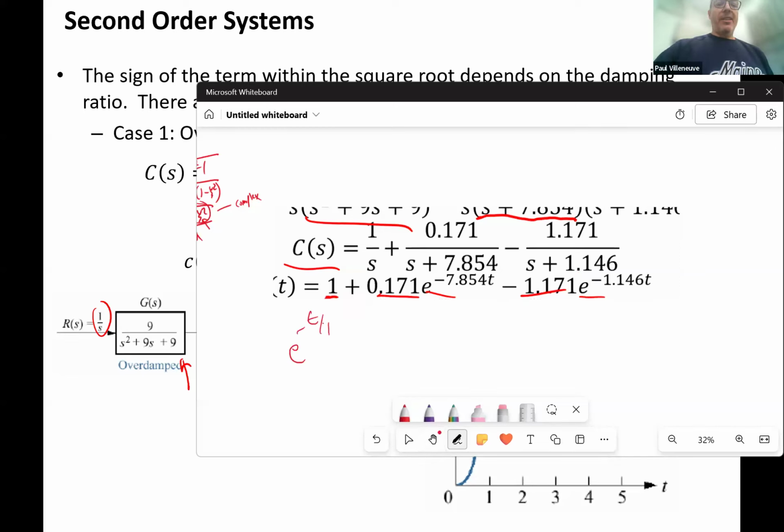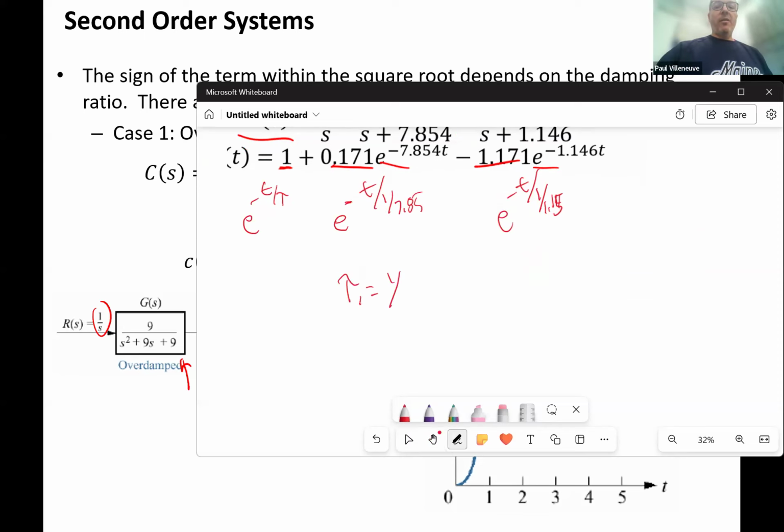Our best approach is to go e to the minus t over tau, correct? So this one over here is e to the minus t over 1 over 7.85. If we set it up to look like e to the minus t over tau, this other one is e to the minus t over 1 over 1.15. Let's be lazy, right? So tau 1 is equal to 1 over 7.85, and tau 2 is equal to 1 over 1.15. Which one is greater, tau 1 or tau 2?